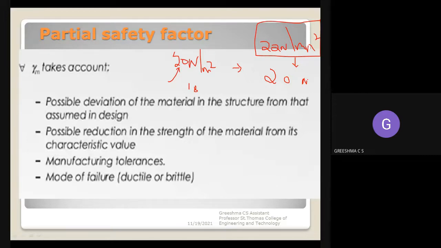Okay, because why? Because there is always a chance of error, especially climate reasons, maybe due to labourers, maybe due to the poor quality of materials. So to counteract this, you have to multiply the load with a partial safety factor.